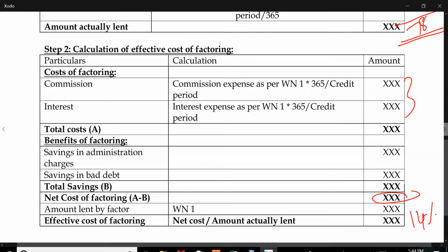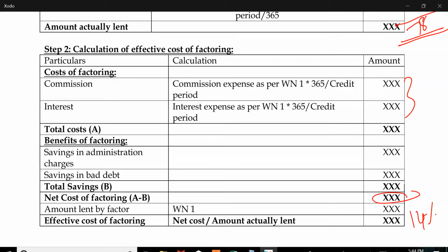If I have a bank loan at 15%, then there would have been an item here called less savings in bank interest, 15% of amount lent. Automatically your cost of factoring would have become positive. If you are getting a cost as 14%, one of the savings would have been interest at the rate of 15%, or interest at the rate of 12%.